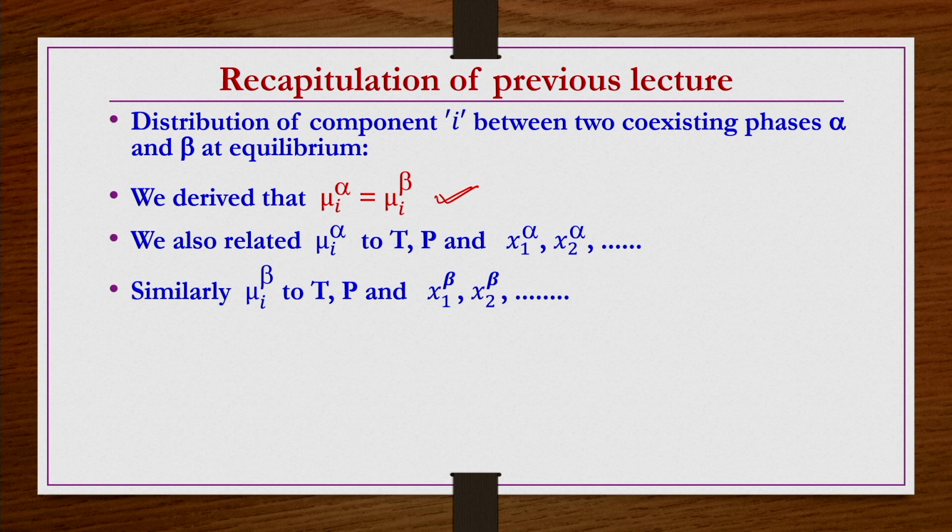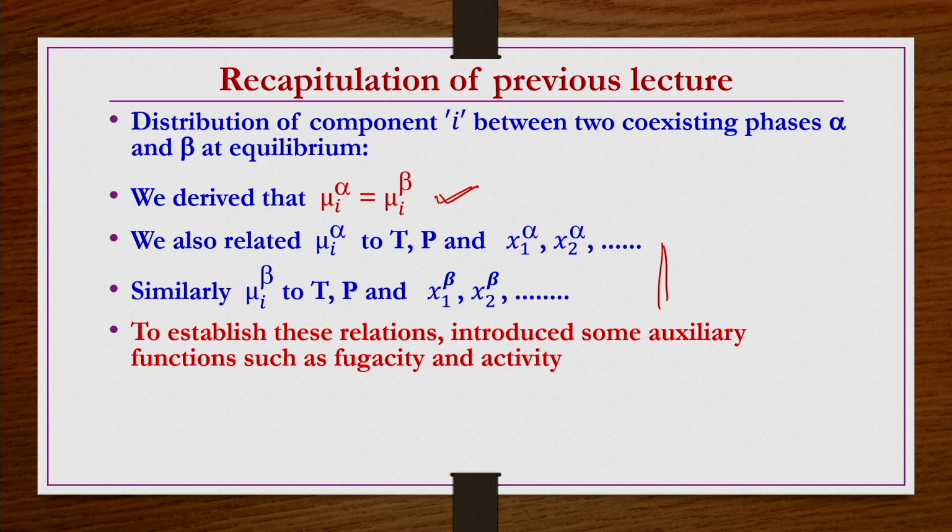Actually, we have not directly made such a relation, but we thought that we have to make it. When we came to this point, we were clueless how to make a connection between this chemical potential and temperature, pressure and composition for each phase. So what did we think of? We thought of establishing these relations. In order to establish these relations, we introduced some auxiliary functions such as fugacity and activity, right.